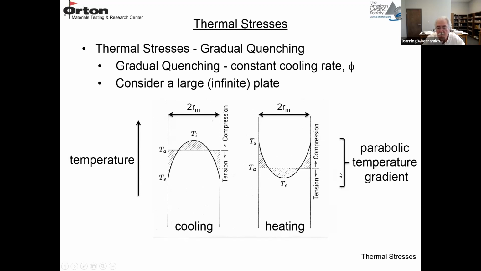The opposite takes place for heating. So now the temperature of the surface is higher than the temperature of the average, and the temperature of the center is much cooler than the surface. So now you have a compressive stress on the surface and a tensile stress on the interior. So these are opposites. The cooling cycle has a tensile stress on the surface, and then the heating cycle has a compressive stress on the surface.